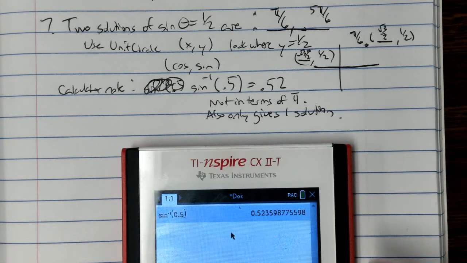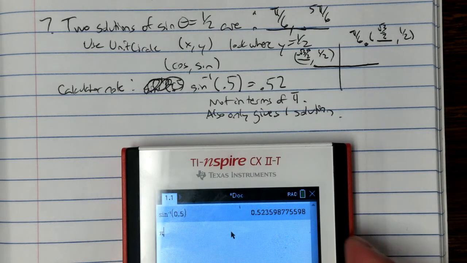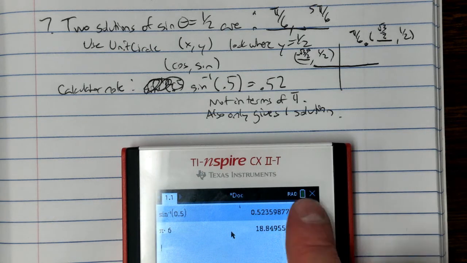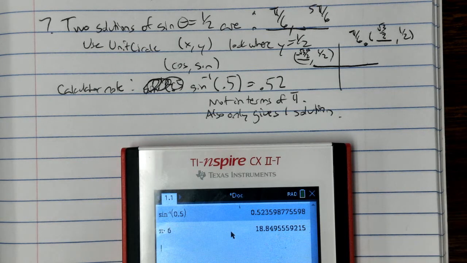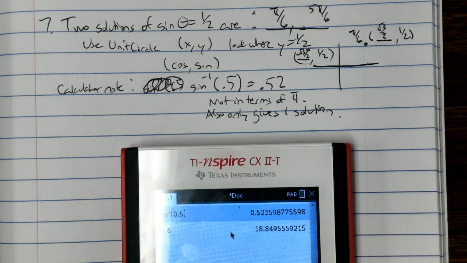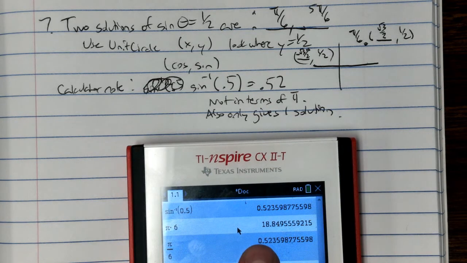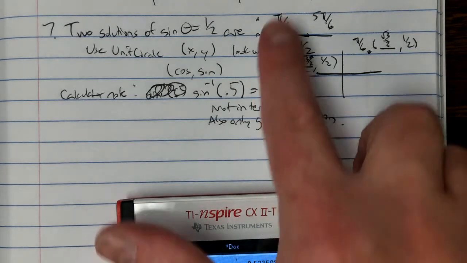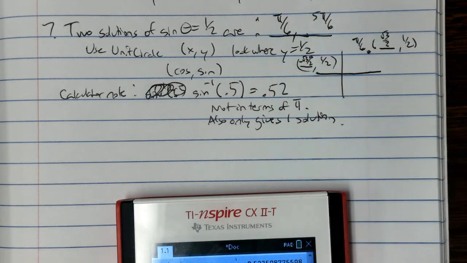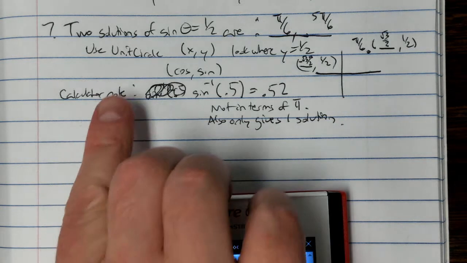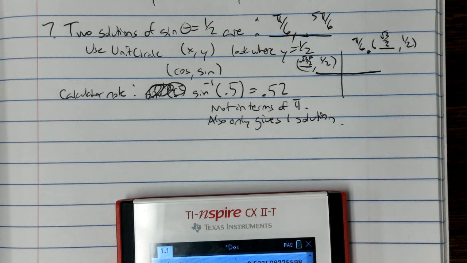We could check our one solution, pi over 6, that way, and I'm in the wrong mode. Wait, I need to do divide. Pi over 6. There's your pi over 6, which is 0.52. So that checks this one, but then there's no way to know about your 5 pi over 6 without using your unit circle. So using your unit circle is the best bet.